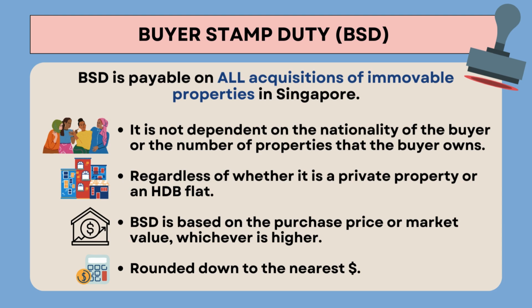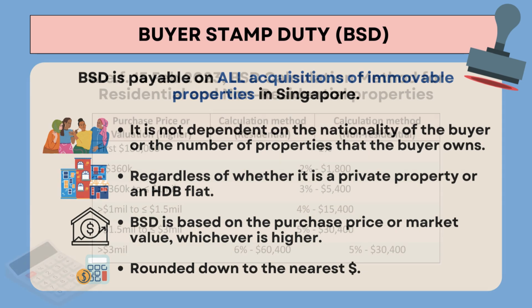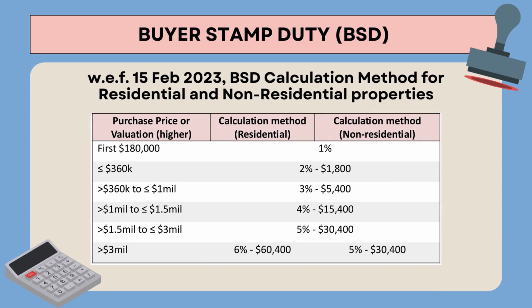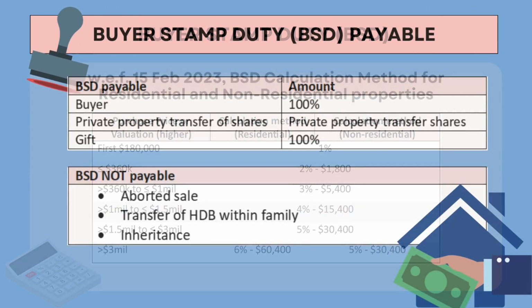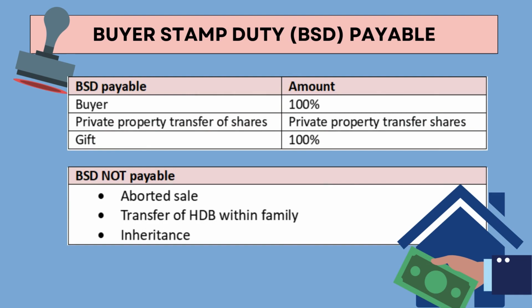Buyer stamp duty is imposed. Buyer stamp duty is based on the purchase price or market value, whichever is higher, and rounded down to the nearest dollar. With effect from February 15, 2023, buyer stamp duty is calculated using this table for residential and non-residential properties. Buyer stamp duty is payable on the full amount of the property when bought or by a deed of gift, and payable when there is a transfer of share for private property.